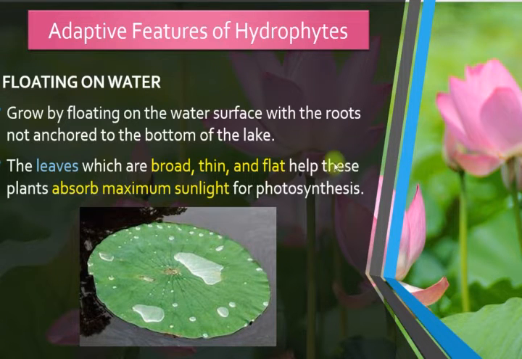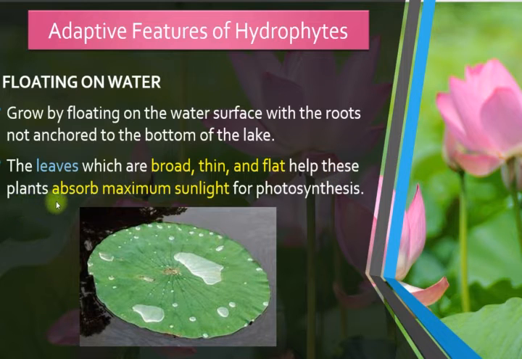Let's go to the adaptive features of the hydrophytes that float on water. Kita akan bincang ciri-ciri adaptasi pokok yang hidup terapung, floating on water, terapung di atas air. They grow by floating on the water surface with the roots not anchored to the bottom of the lake. The leaves are broad, lebar, thin and flat.